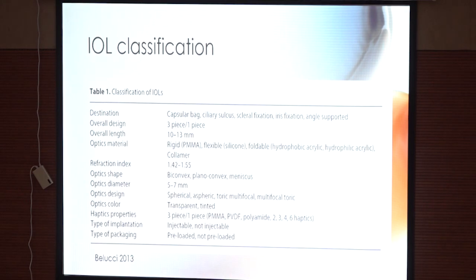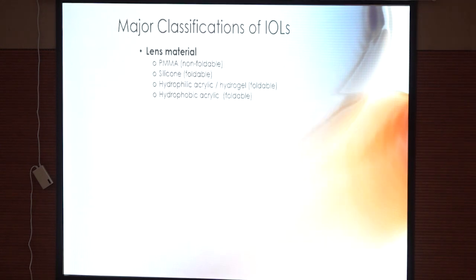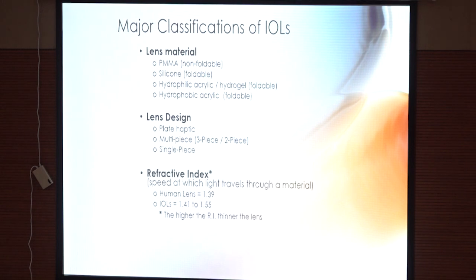The haptic properties can be 3-piece or 1-piece haptics. They can be PMMA haptics. And we now have packaging as preloaded or not preloaded. The Clarion IOL by Alcon is preloaded, and many other IOLs are also coming up. So the major classification includes the lens material, the lens design, and the refractive index. The higher the refractive index, the thinner the lens.